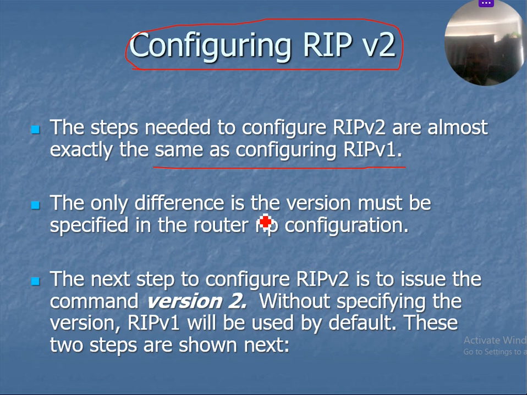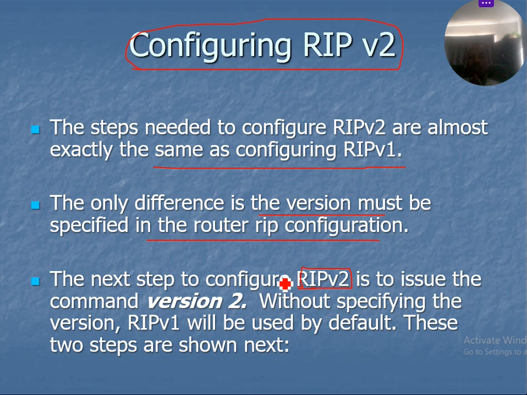Where you just write RIP, you now write RIPv2. The version must be specified in the router RIP configuration. So in the configuration language, you just put version 2. Where you only write RIP, you now write RIPv2. This is what you include.